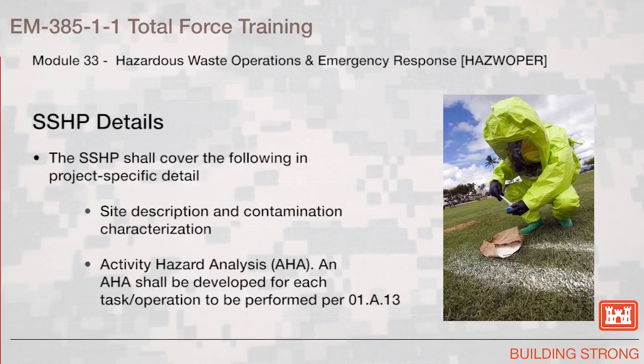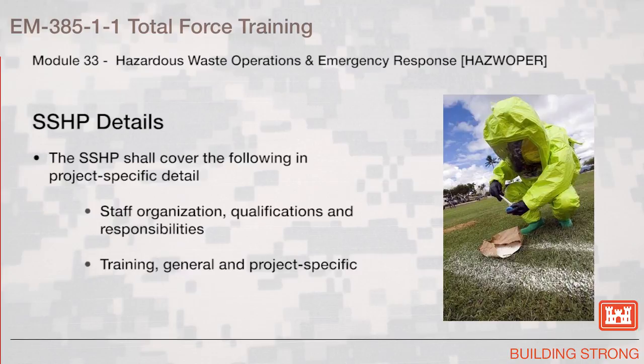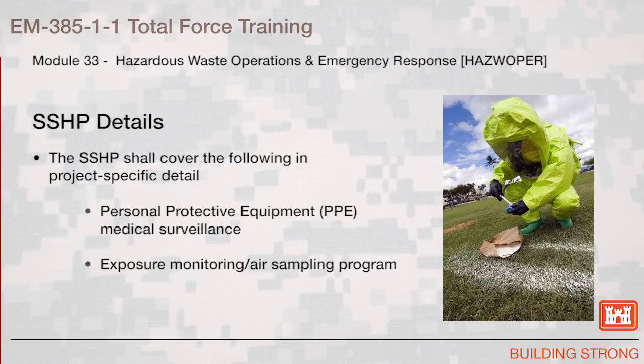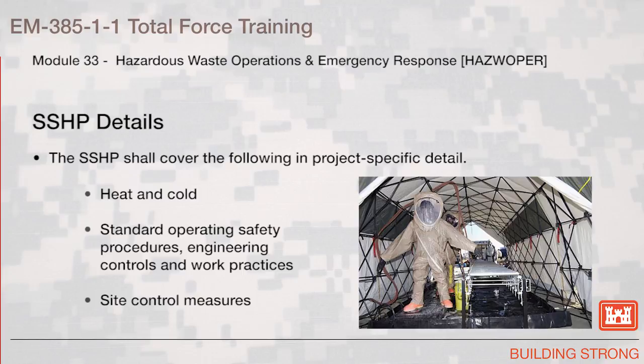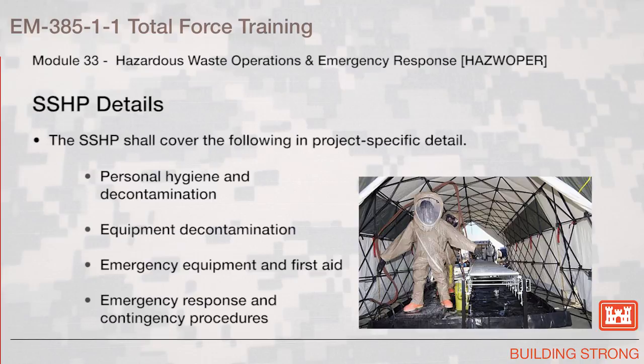Site Safety and Health Plan details. The SSHP shall cover the following in project-specific detail: site description and contamination characterization; activity hazard analysis, where an AHA shall be developed for each task or operation to be performed per 01.A.13; staff organization, qualifications, and responsibilities; training, general and project-specific; personal protective equipment; medical surveillance; exposure monitoring or air sampling program; heat and cold stress; standard operating safety procedures, engineering controls, and work practices; site control measures; personal hygiene and decontamination; equipment decontamination; emergency equipment and first aid; emergency response and contingency procedures.